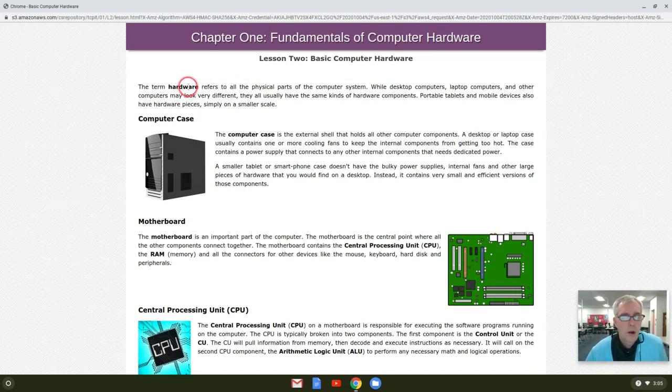Just remember, when we're talking hardware, that is something you can touch. It's tangible. You can pick it up. You can feel the weight. You can drop it and watch it break. We're talking something that is touchable. Software, it could be on a disk, but in general, software is considered non-tangible. You cannot touch software. So the computer case, that's the outer unit or the outer body of the computer.